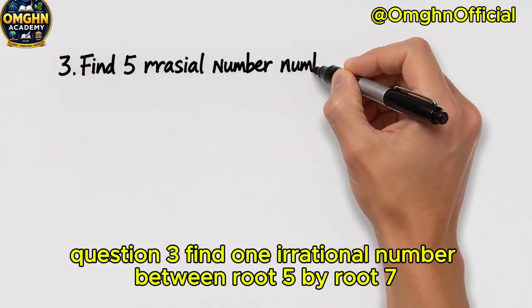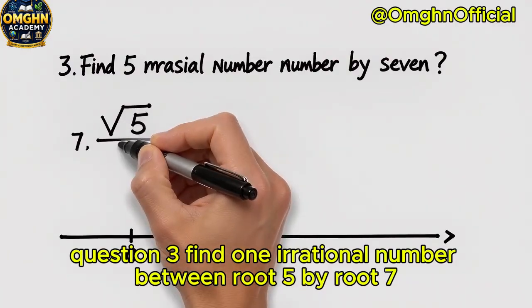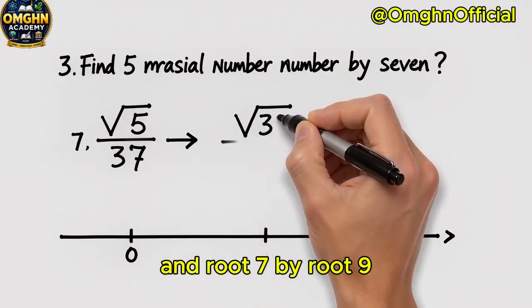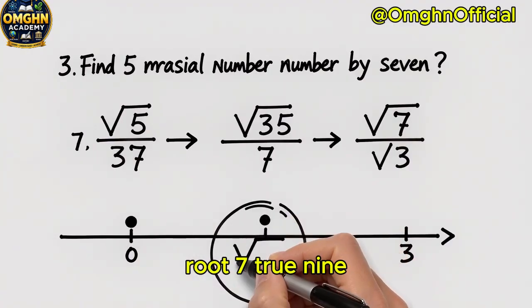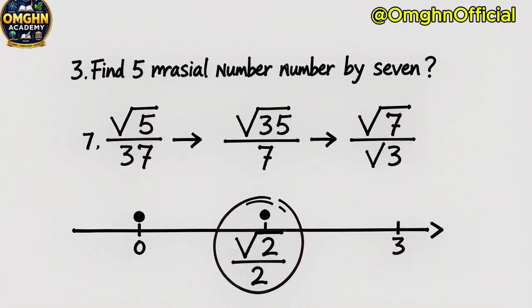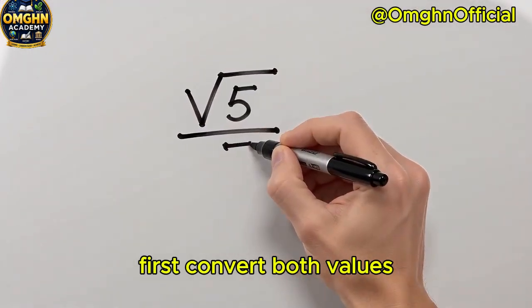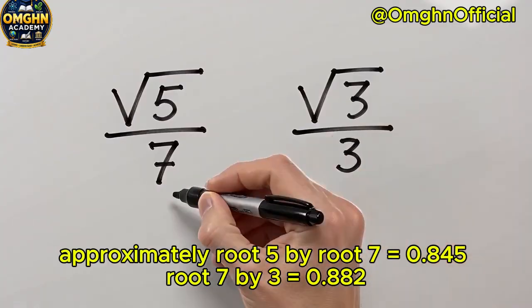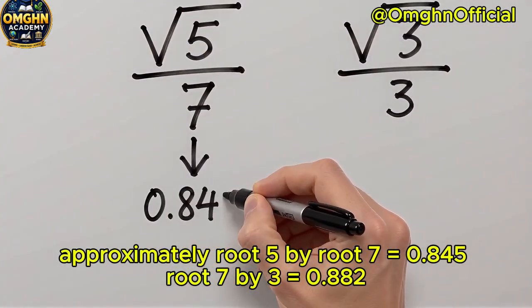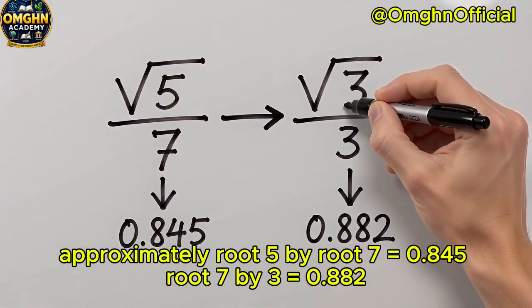Question 3. Find one irrational number between root 5 by root 7 and root 7 by root 9. First, convert both values approximately. Root 5 by root 7 equals 0.845. Root 7 by 3 equals 0.882.